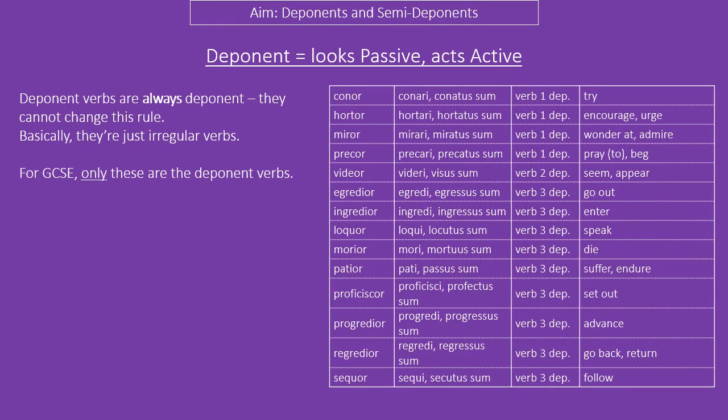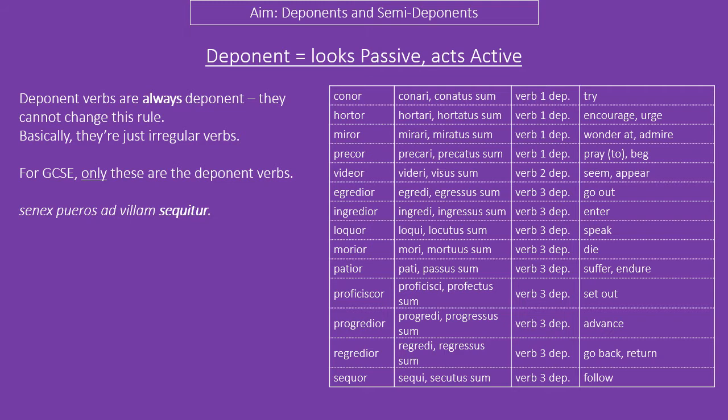At GCSE, that is the list. If it's not on that list, it's not a deponent verb. So if it looks passive and it's not on that list, it's just passive. Fine. So some examples. You may want to pause as we go through these to make sure you can get them.